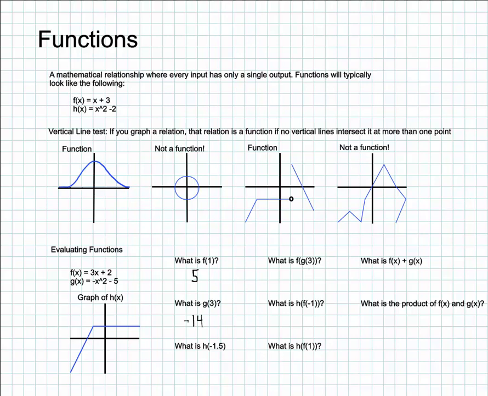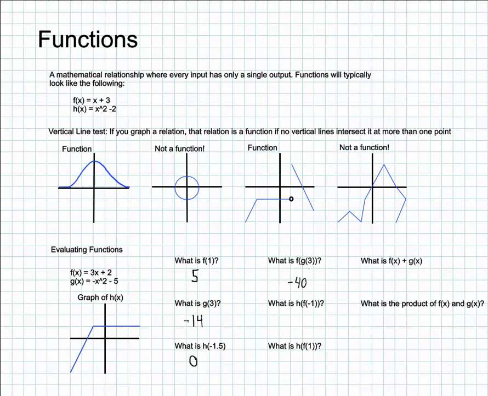What about h of negative 1.5? So if we look at the x value of negative 1.5 in this graph, it looks like the y value is 0. So we get 0. Let's do some more complicated examples. What is f of g of 3? Well, we already know what g of 3 is. If we have g of 3, we get negative 14. That's the output of g of 3. Now what if we put that value, negative 14, as the input for f? Then what do we get? Well, now we simply plug in negative 14 for x in the equation 3x plus 2, and we end up getting negative 40.